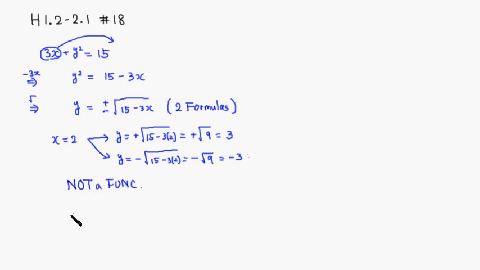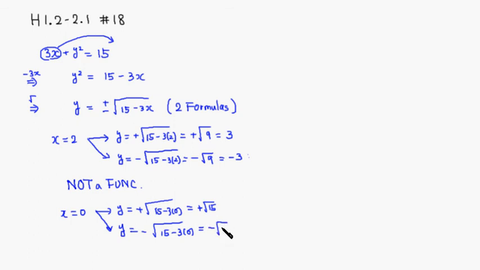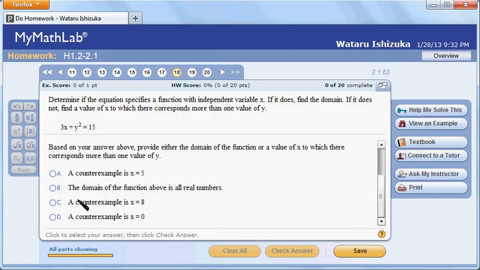because when x equals 0, just like we did x equals 2, you can see that y is going to be positive square root of 15 minus 3 times 0, which is going to be positive square root of 15. And another one is the negative version, negative square root of 15 minus 3 times 0. Obviously, this is going to give you negative square root of 15. So therefore, that would be a good counterexample. So I would choose this one and check.